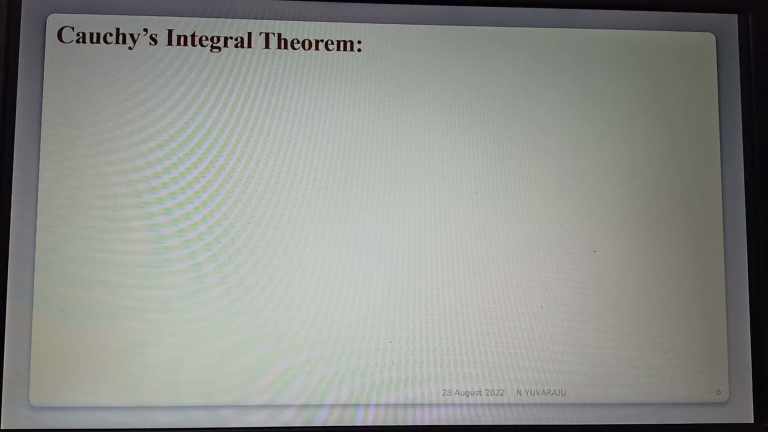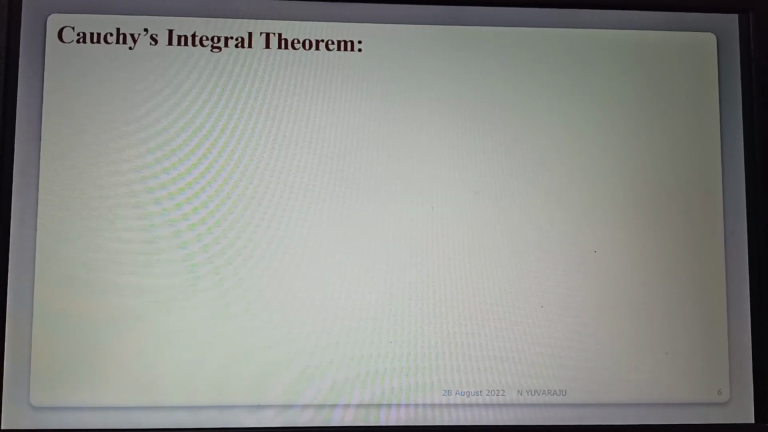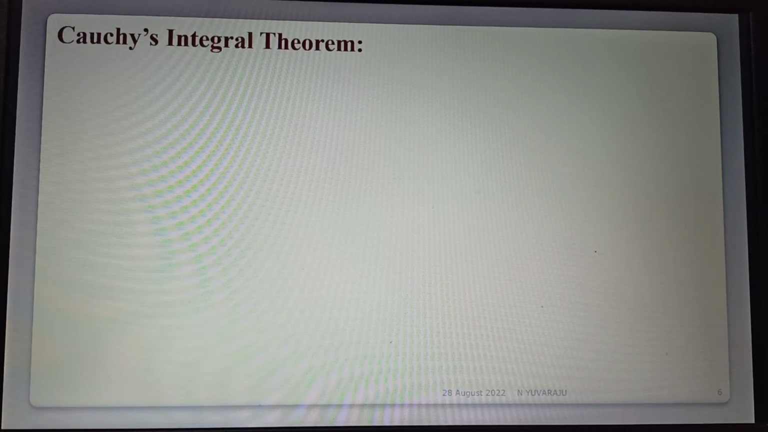Hi students, today we are starting the next topic, Cauchy's integral theorem. In the previous class we discussed how to find the complex integration of a given complex variable along a given curve. So in this class we will discuss one important theorem for finding the integration of a given complex variable directly. What is the statement, and what are the problems on this theorem?